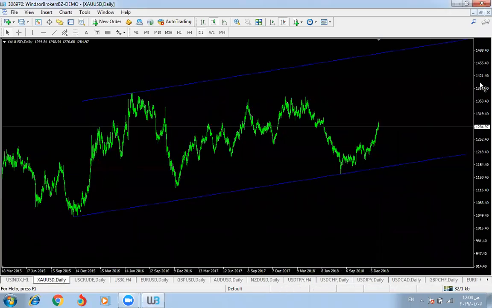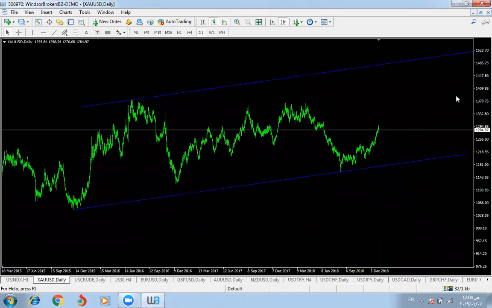I will show you the bigger picture for the gold. This is the daily time frame. We have to take a large view for the whole count. We will start from this bottom for the gold. From this bottom, price has made ABC to the upside, then ABC to the downside, then ABC to the upside, then ABC to the downside.